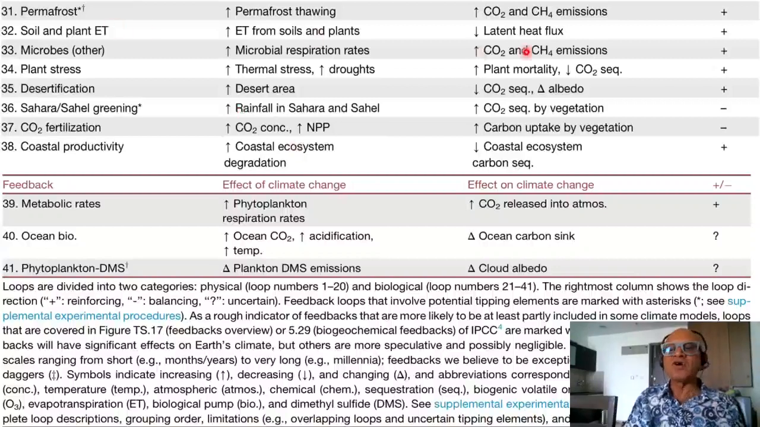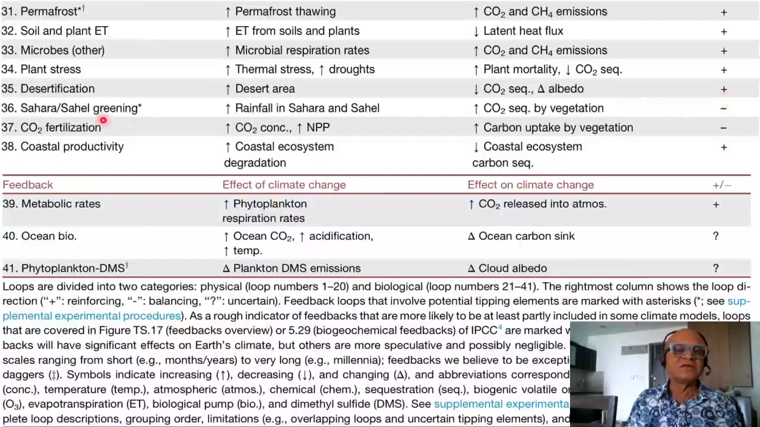So here again, permafrost can be positive. Soil and plant evapotranspiration can affect latent heat loss, can be a positive feedback because it decreases latent heat loss and affects the energy exchange and moisture budget, energy budget. Microbes: CO2 and methane emissions are altered, increased, a positive feedback. Plant stress, thermal stress and droughts, so plant mortality can increase, CO2 sequestration obviously will decrease, making it a positive feedback.